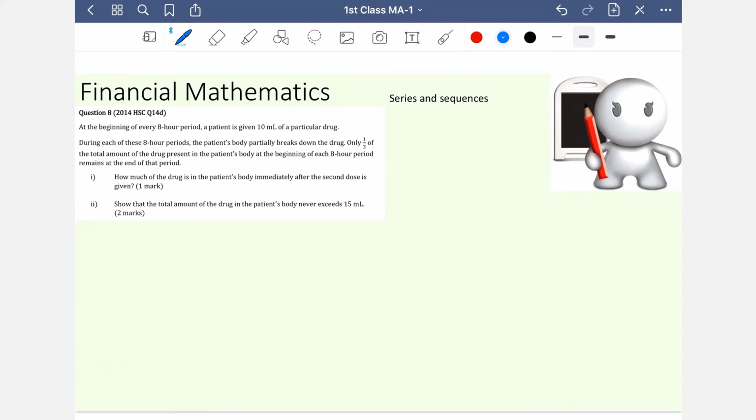Okay, so a lot of wording over here, but essentially how much of the drug is in the patient's body after the second dose is given. Well, when the first dose is given, only 1/3 of it remains. All right, and then after 8 hours, you are then given a further 10 mils. All right, so therefore, what we're going to have is 13.3 milliliters. Okay, that's it.